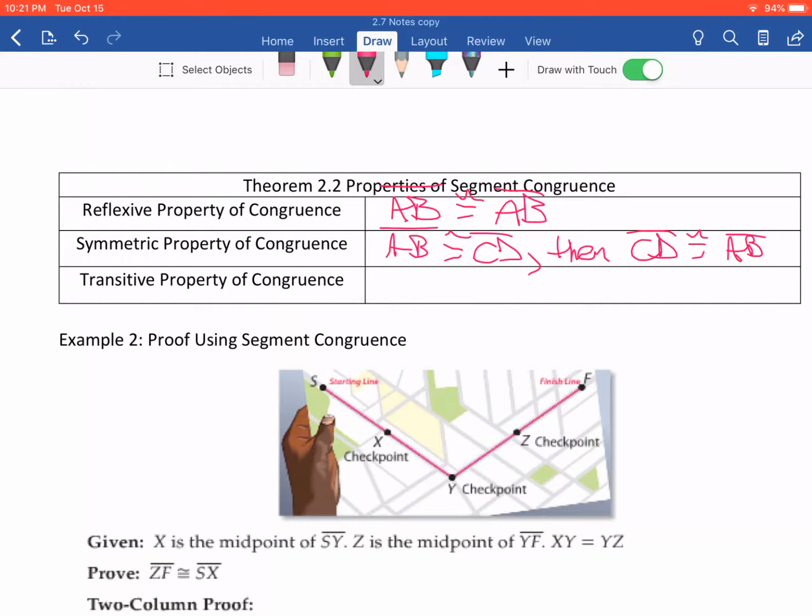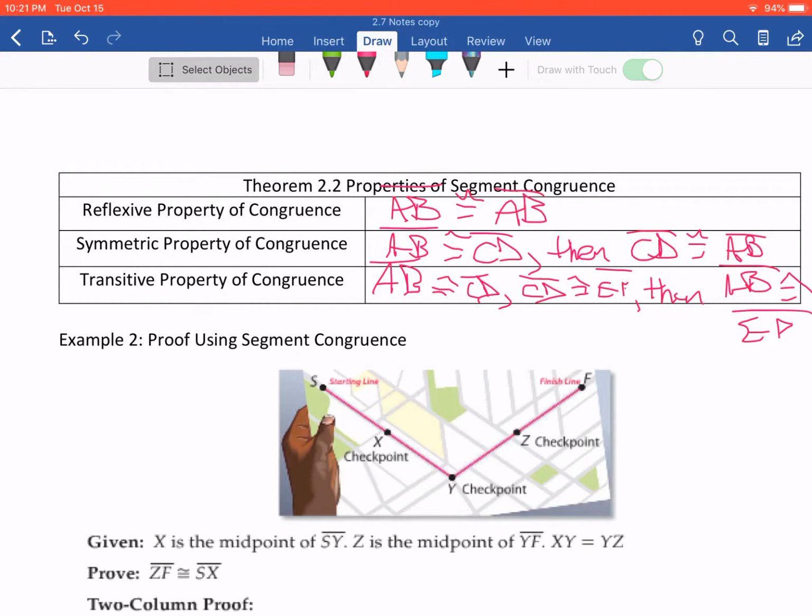And then finally the transitive. We use the transitive a lot. That says that line segment AB is congruent to line segment CD, and we know that line segment CD is congruent to line segment EF. Then we are able to conclude that line segment AB is going to be congruent to line segment EF.